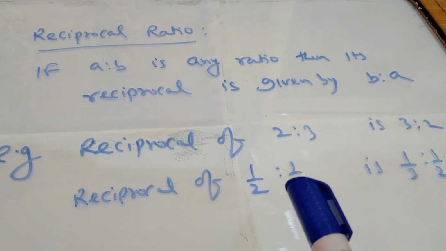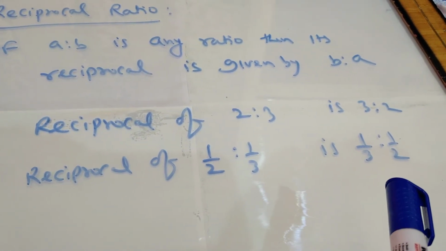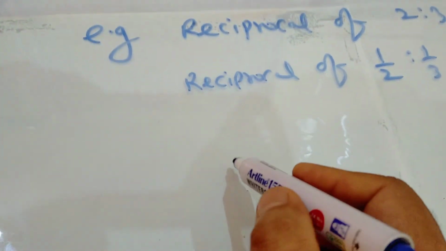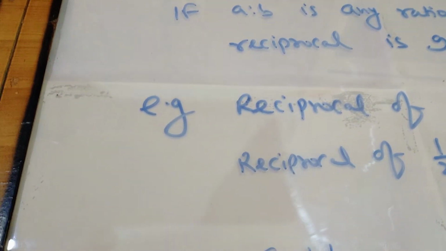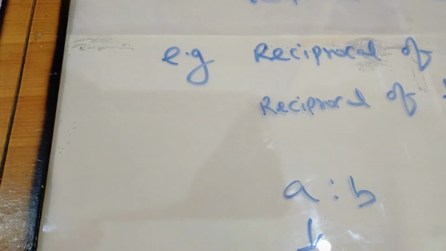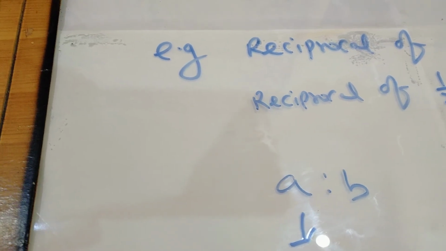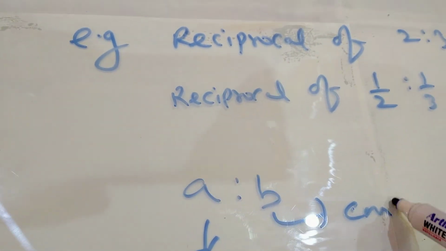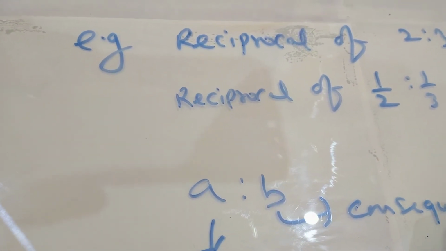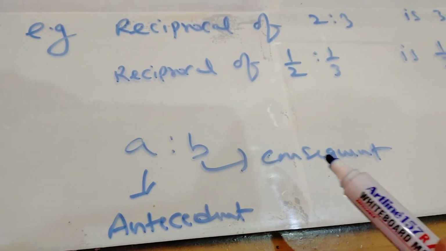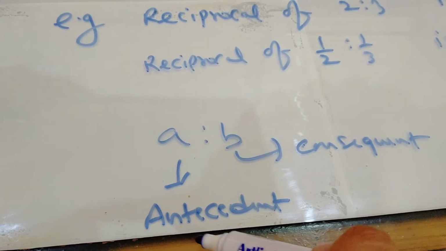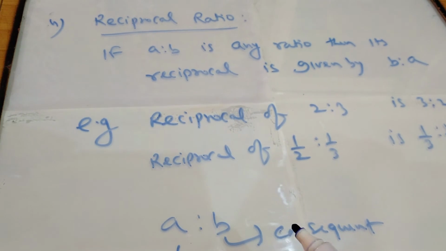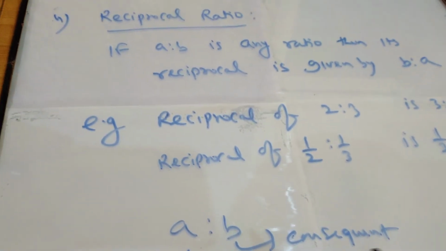Reciprocal of 1 upon 2 is to 1 upon 3 is 1 upon 3 is to 1 upon 2. So what do we call this A is to B? This A is called antecedent, and this B is called consequent. So antecedent is to consequent. The numerator part is called antecedent and the denominator part is called consequent. So that knowledge you should also have. In any question they can ask in terms of antecedent or consequent.